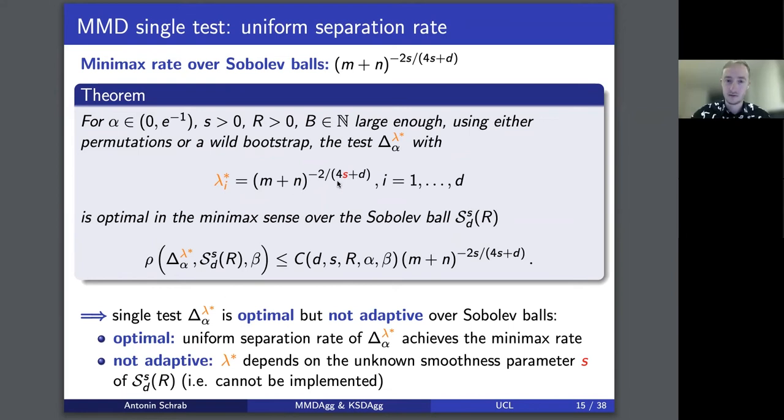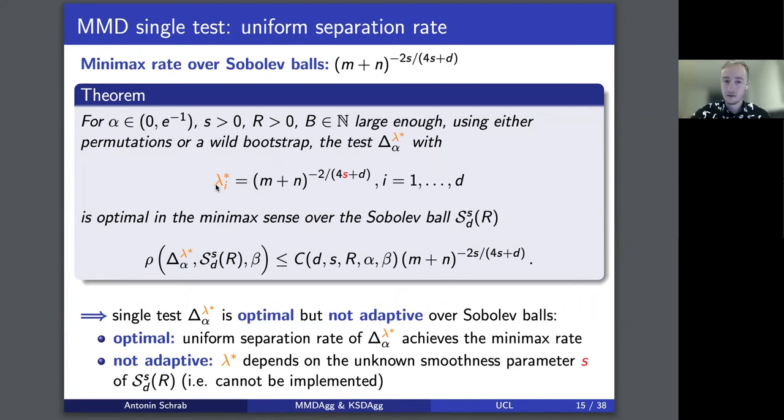So essentially I'm saying if someone gives us the smoothness parameter S, we would be able to set our bandwidth like this, and then we would attain the minimax rate. However, we do not have access to this S. So in practice, we know that there exists some bandwidth such that the test can be optimal, but we do not have access to its S parameter, so we're not able to set the bandwidth like this.